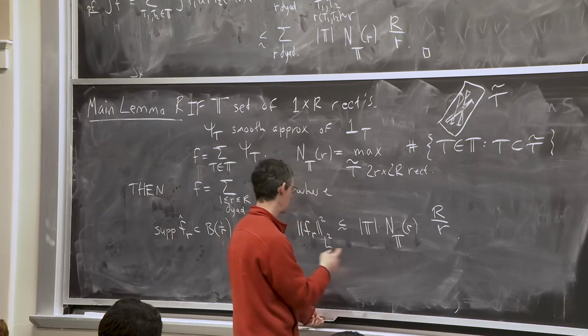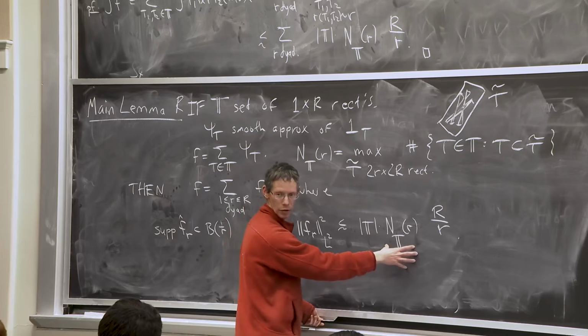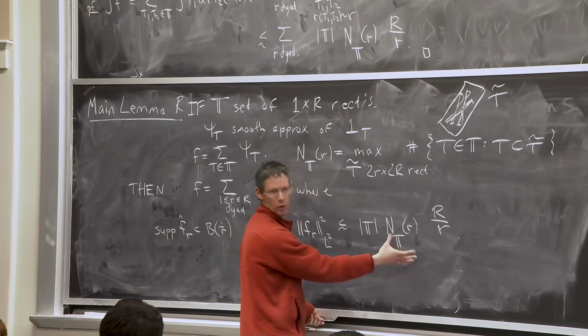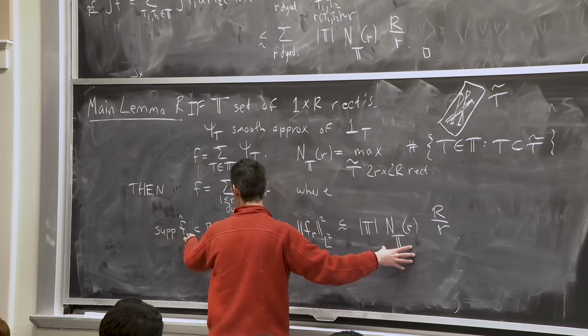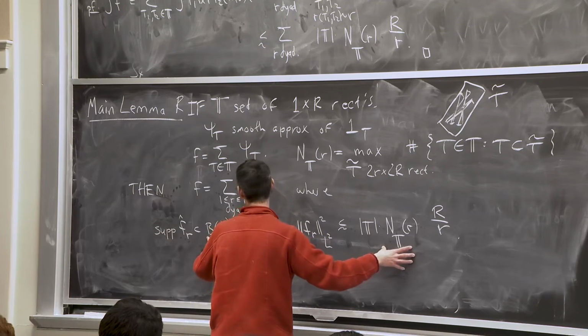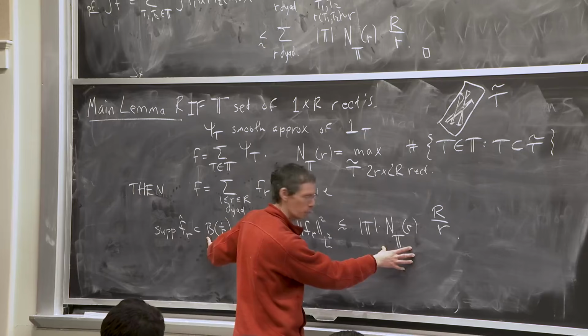If it so happens that the term little r equals 1 has the biggest contribution here, then we don't learn very much, because our information about the support of f1 hat is the same as the information we already had about the support of f hat. So we'd have nothing new.